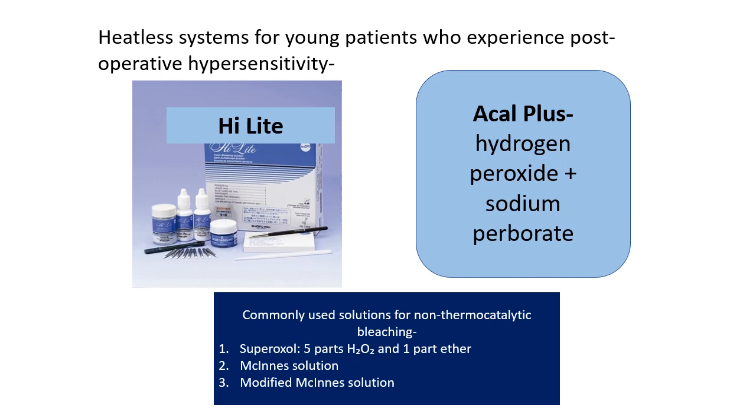Heatless systems for young patients who experience post-operative sensitivity are also available. That is the Highlight ACAL Plus, which includes hydrogen peroxide plus sodium perborate. The commonly used solutions for non-thermocatalytic bleaching can also be used, which include superoxide, that is 5 parts of hydrogen peroxide and 1 part ether. The McKean solution and modified McKean solution can also be used.